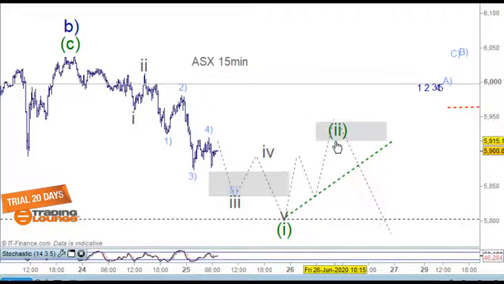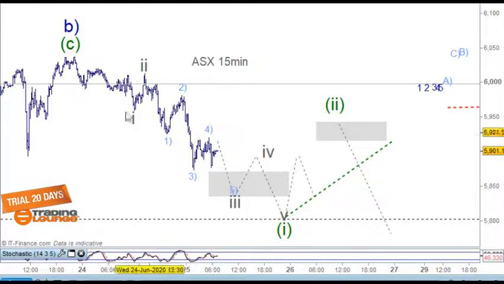But the trick here is really, if we get 5 waves down here, which seems to be the case, then this structure will be a simple zigzag: 5 waves, 3 waves, and then 5 waves moving up for this top here.